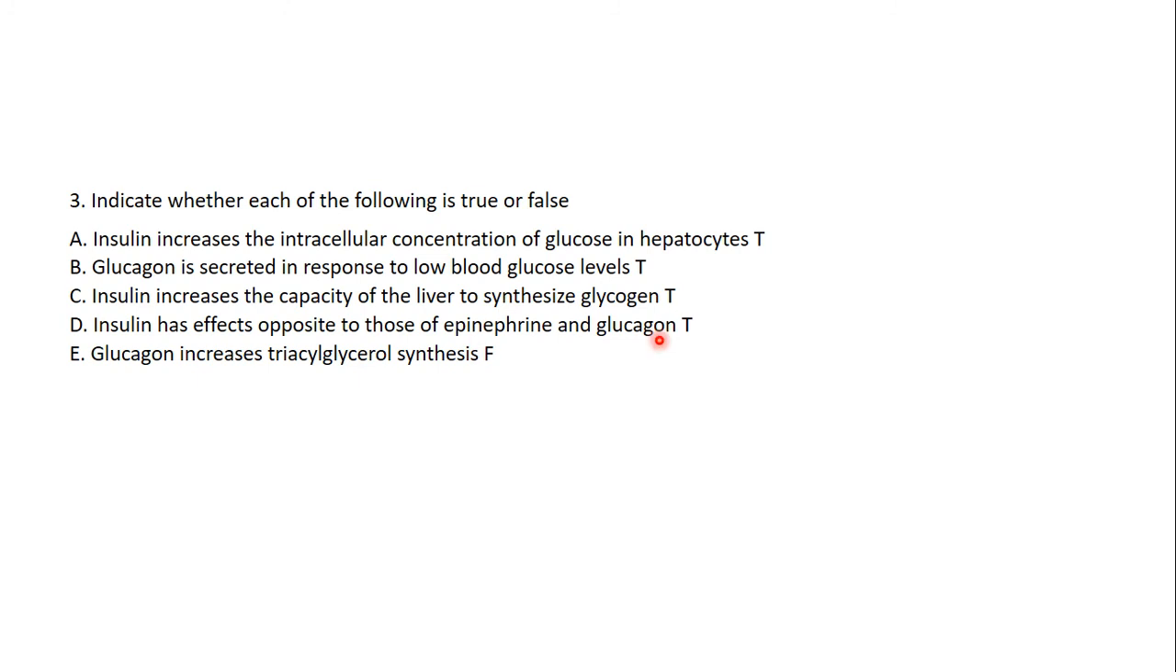Epinephrine and glucagon will try to make ATP. Insulin will say, well, let's start building stuff, start storing that ATP. Glucagon increases triacylglycerol synthesis. False. Glucagon means you don't have glucose, you're running low on energy, so it would be pointless to make fats at that point.